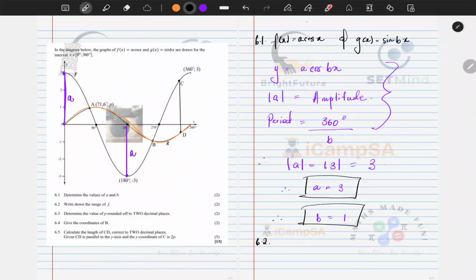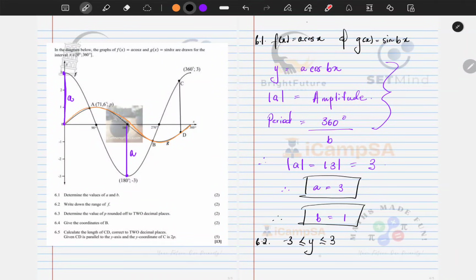6.2 is saying determine or write down the range of f. Remember, for the range we are looking at the y values, the y bounds. So in this case, it's going to be y values between -3 and +3.